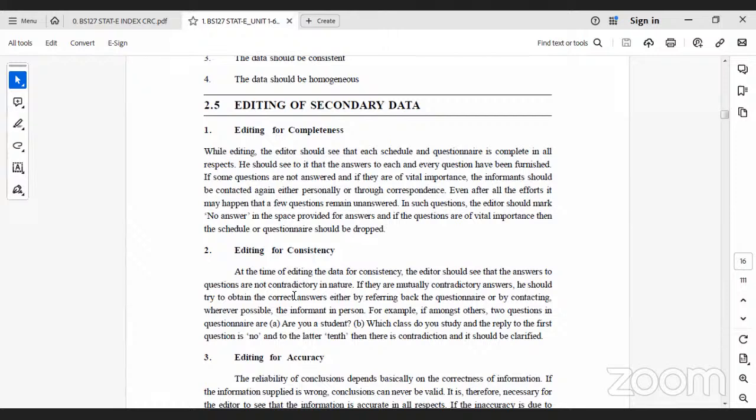All the answers should be furnished, each and every question. If some questions are not answered and they are not of very vital importance, the informant should be contacted again, in person or through correspondence. Even after all the efforts, a few questions may remain unanswered. If such questions are marked no answer, the space provided for the answer to a question of vital importance in the schedule should be dropped.